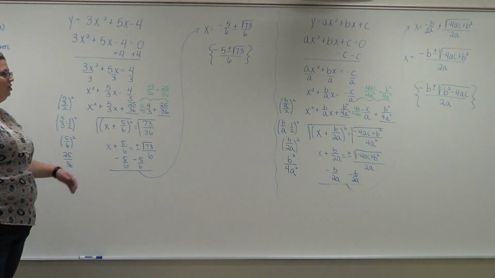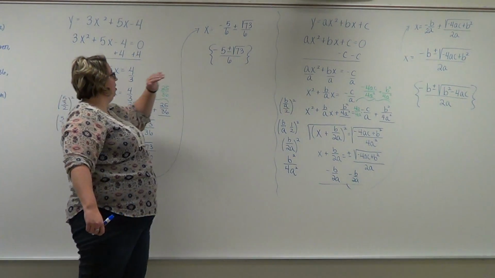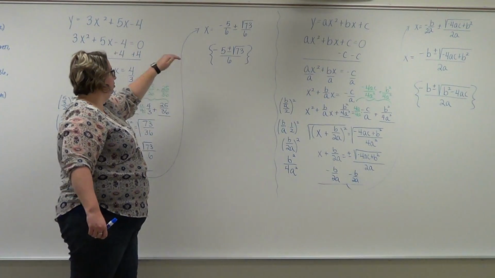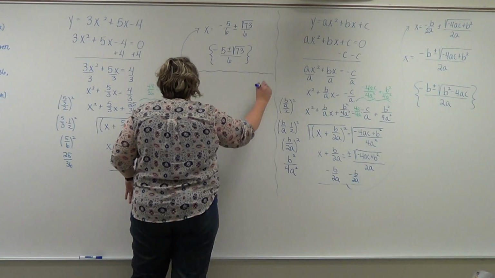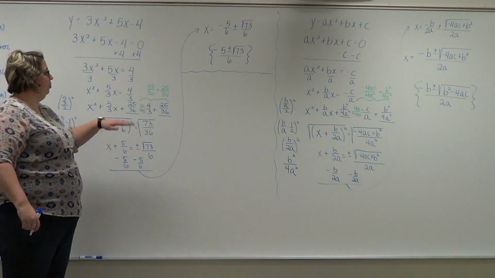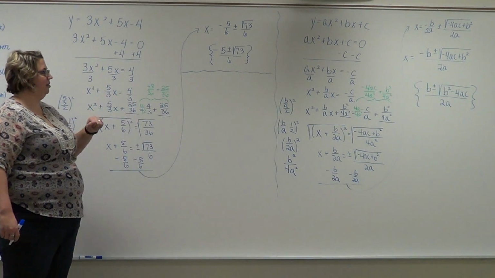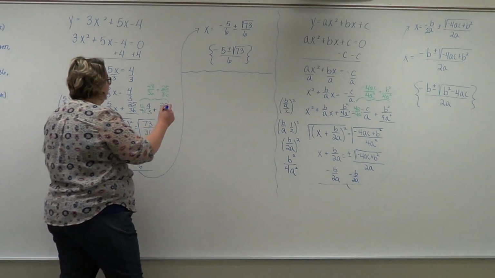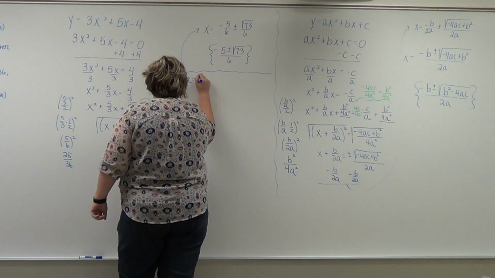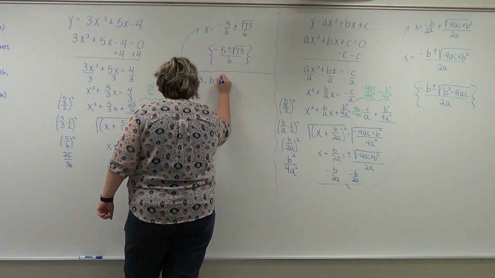Okay, so let's try to prove that we got this right by completing the square by doing the quadratic formula. Okay? So if I go back to the beginning, we're going to try to prove that we did everything correct. So what's my a in this problem? 3. What's my b? 5. And what's my c?